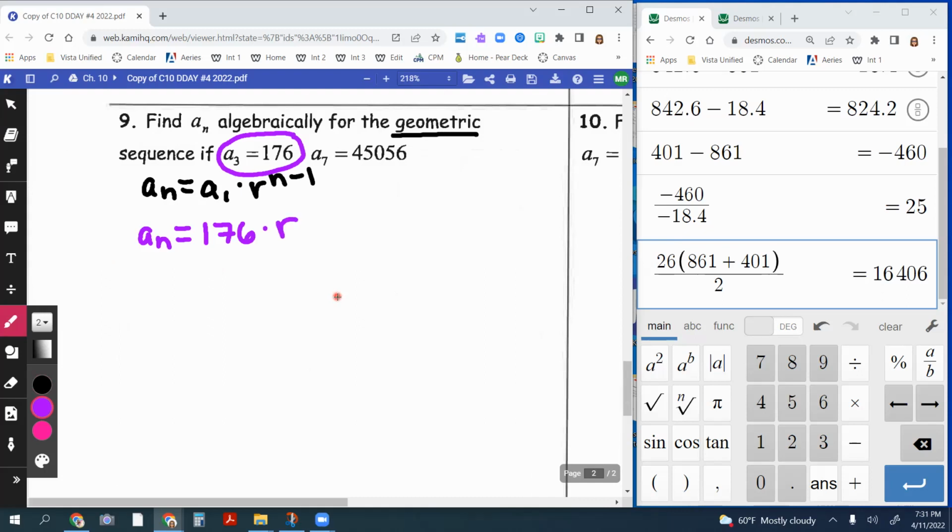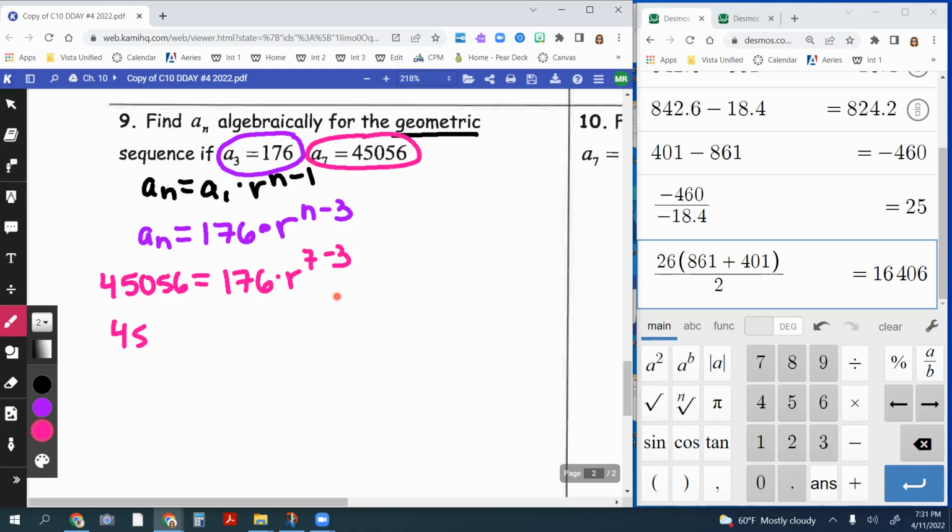Don't know what r is yet. And instead of it being raised to the n minus 1, it's going to be n minus 3 because it's my third term. Then I'm going to use this and substitute this. So I'm going to put that in for my a sub n. So 45,056 is equal to 176 times r to the 7 minus 3. So 45,056 is equal to 176 times r to the 4th.